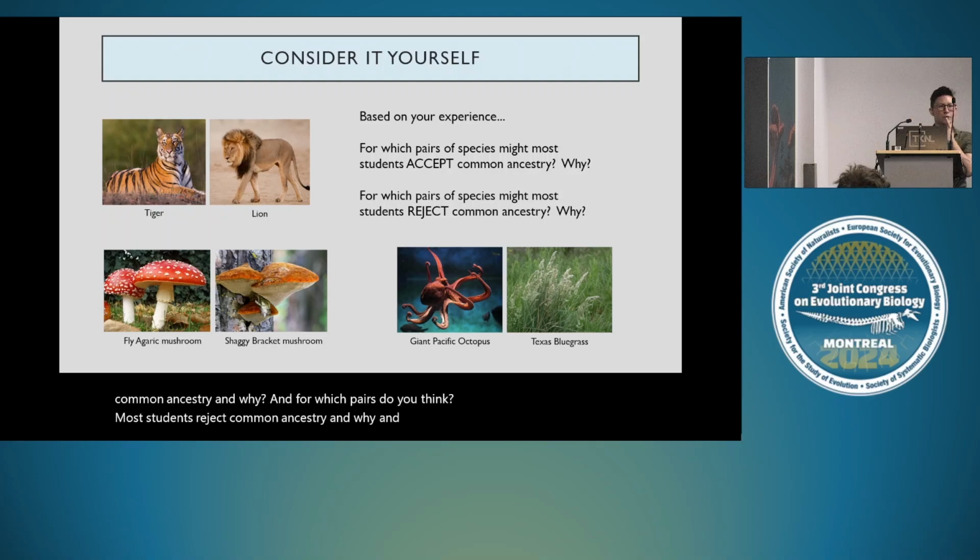I will give you maybe 30 seconds to think about it, chat with a neighbor, and then just keep that reasoning in mind as we go through the results.